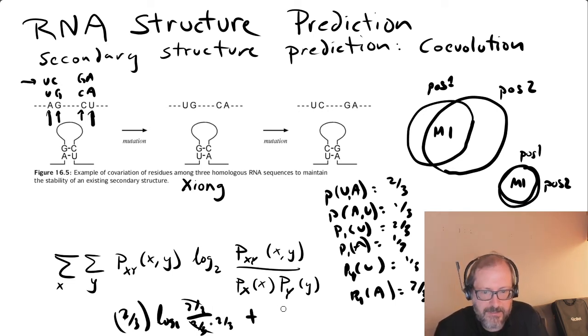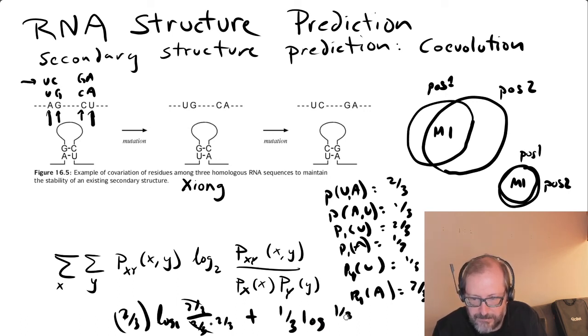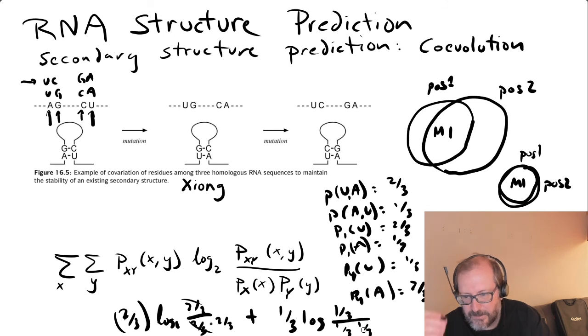And then the second term is P of AU, which is 1/3, log of 1/3 divided by P of A at position 1, which is 1/3, and P of U at position 4, which is also 1/3. Okay, so here again you cancel the 1/3, and so you get the log of 3. So 1/3 log of 3.